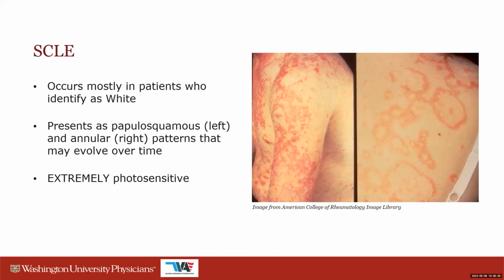Subacute cutaneous lupus occurs mostly in patients who identify as white. And I say that because we're supposed to be talking about people with skin of color. But in this particular one, it presents as a papulosquamous rash, which presents with bizarre annular patterns, which may evolve over time. These patients are extremely photosensitive. Next.